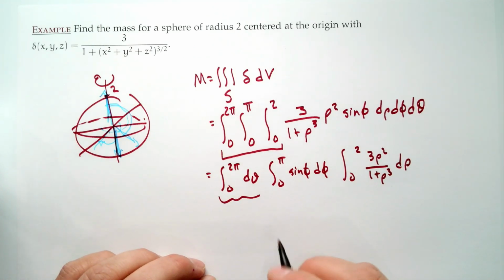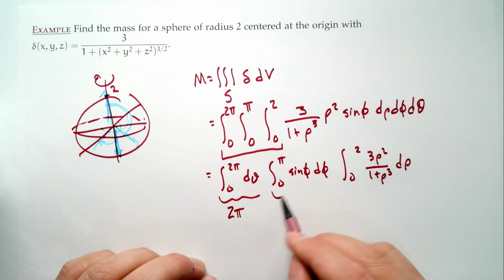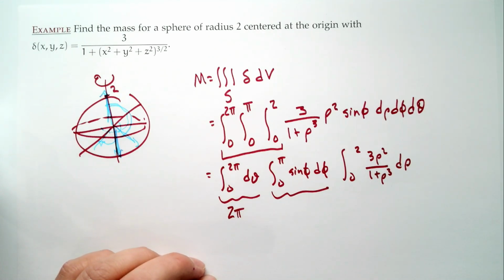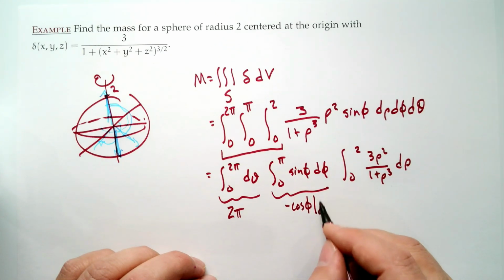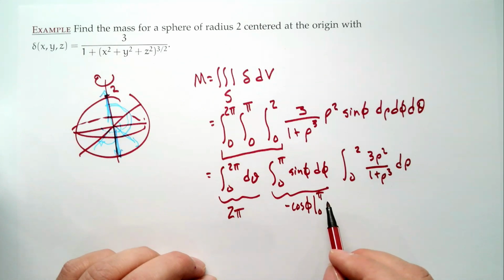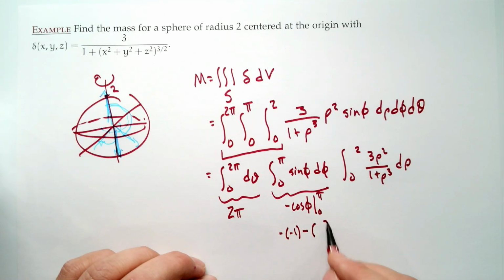Well, first integral. Do we know the integral from 0 to 2 pi d theta? 2 pi. Okay, integral 0 to pi sine of phi. Well, what's the integral of sine? Negative cosine. Then evaluate 0 to pi. Okay, cosine pi, negative 1. Then subtract it, so it's minus 1. And then we're going to subtract. When I plug in 0, cosine is 1. Then there's that minus. So it's really negative, but so negative it becomes 2.